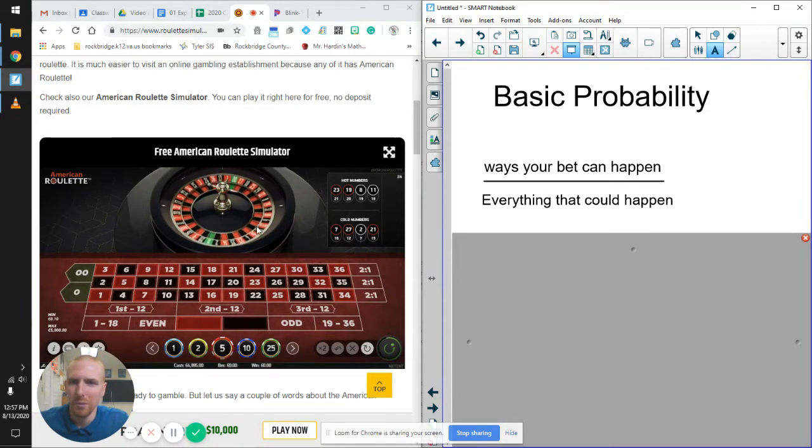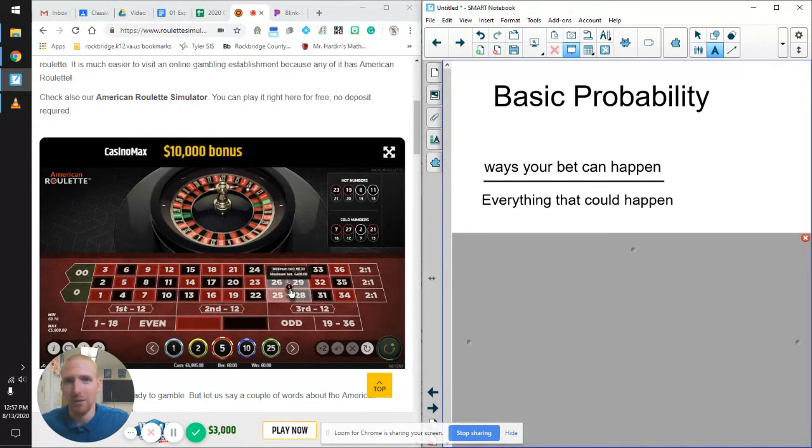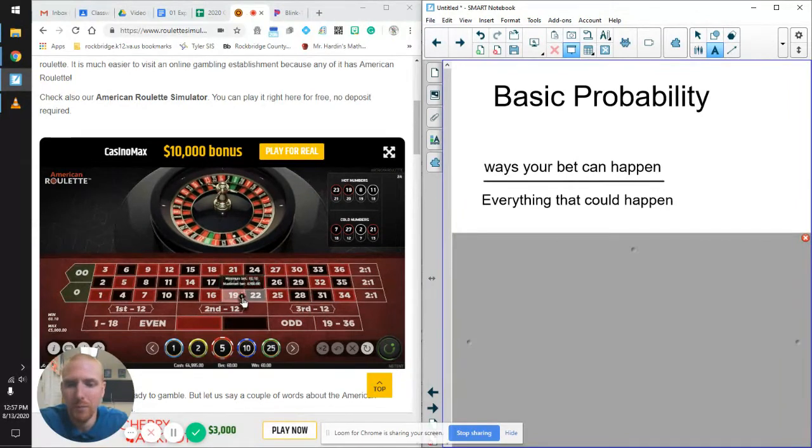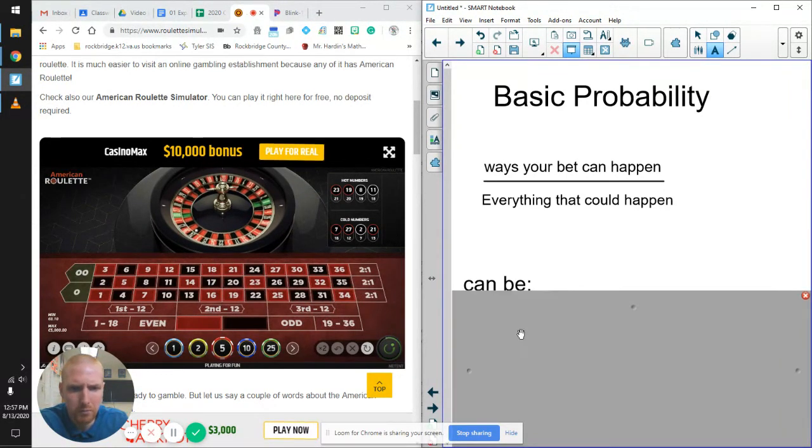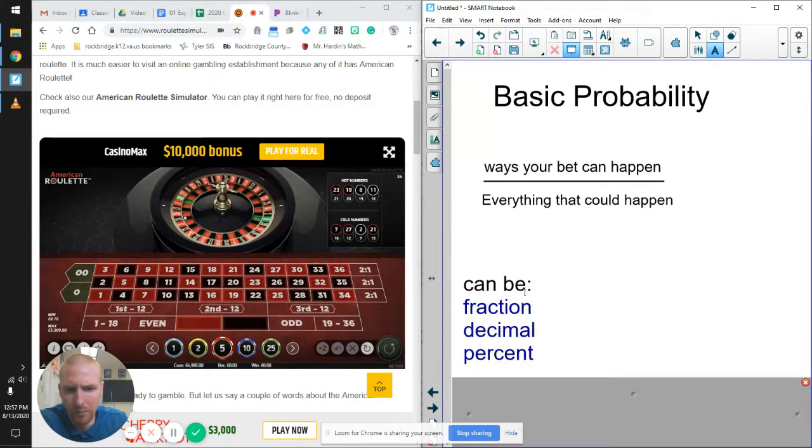So what they really get you on is the math that most people aren't even going to take the time to figure out or understand. So they don't pay you enough. That's the gist. Everything we do is going to boil down to they don't pay you enough to play the game when you win. So just to talk about basic probability, it can be a fraction, decimal, or percent.